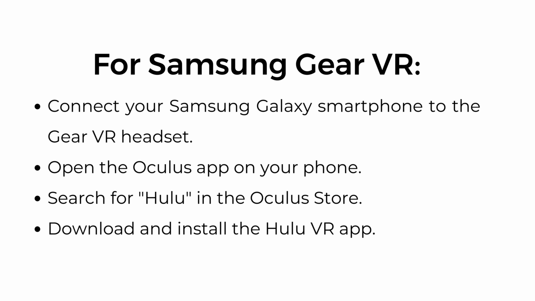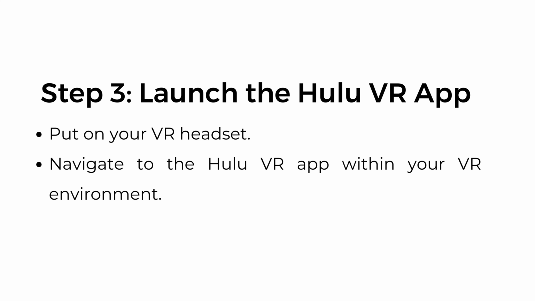For Samsung Gear VR, connect your Samsung Galaxy smartphone to the Gear VR headset. Open the Oculus app on your phone, search for Hulu in the Oculus Store, download and install the Hulu VR app. Step number 3, launch the Hulu VR app. Put on your VR headset. Navigate to the Hulu VR app within your VR environment.